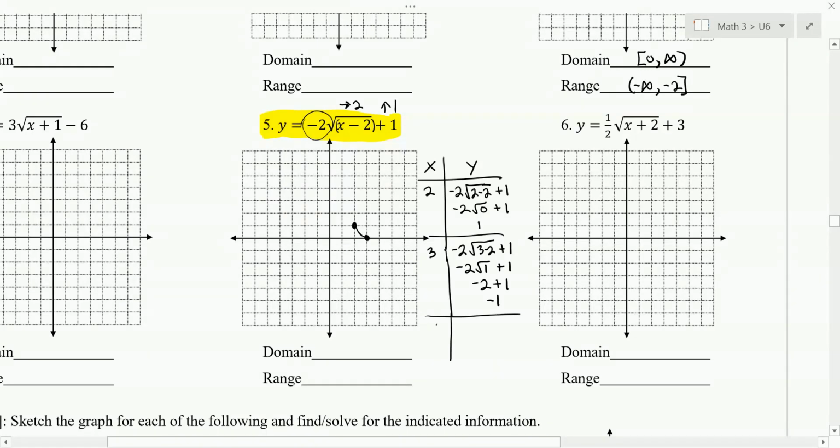So the next one that will work out nice is if I plug in a 6. Because when I plug in 6, I get the square root of 6 minus 2, and 6 minus 2 is 4, and I know how to get the square root of 4. Works out nicely to negative 2 times 2 plus 1, which is going to be negative 4 plus 1, or negative 3. So 6, negative 3. So 1, 2, 3, 4, 5, 6, down 1, 2, 3.